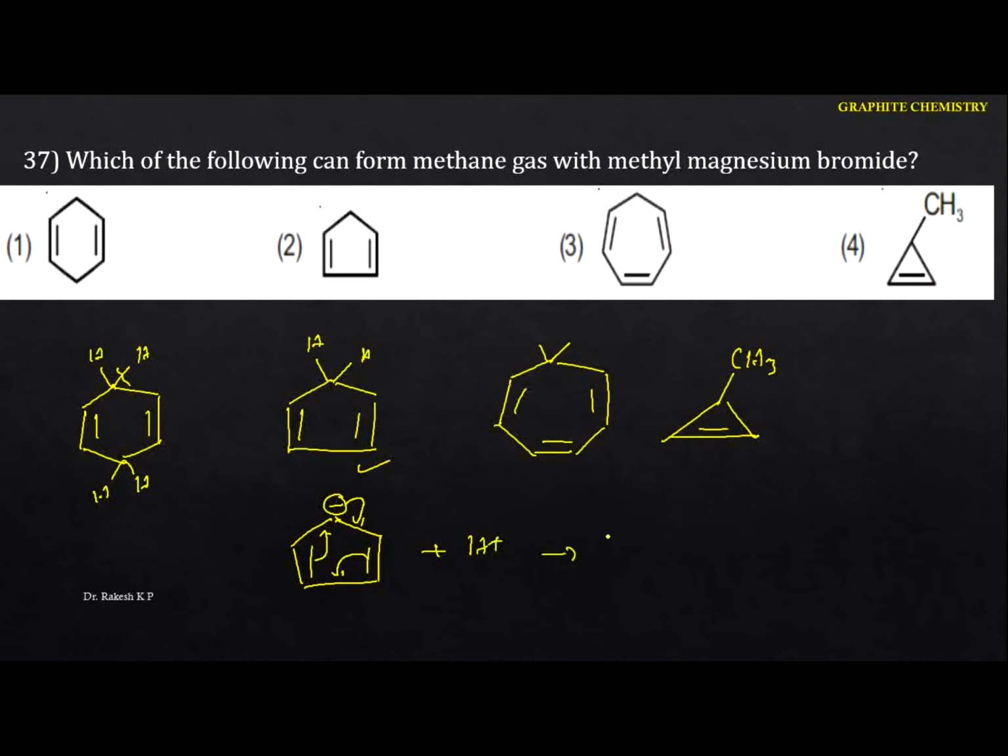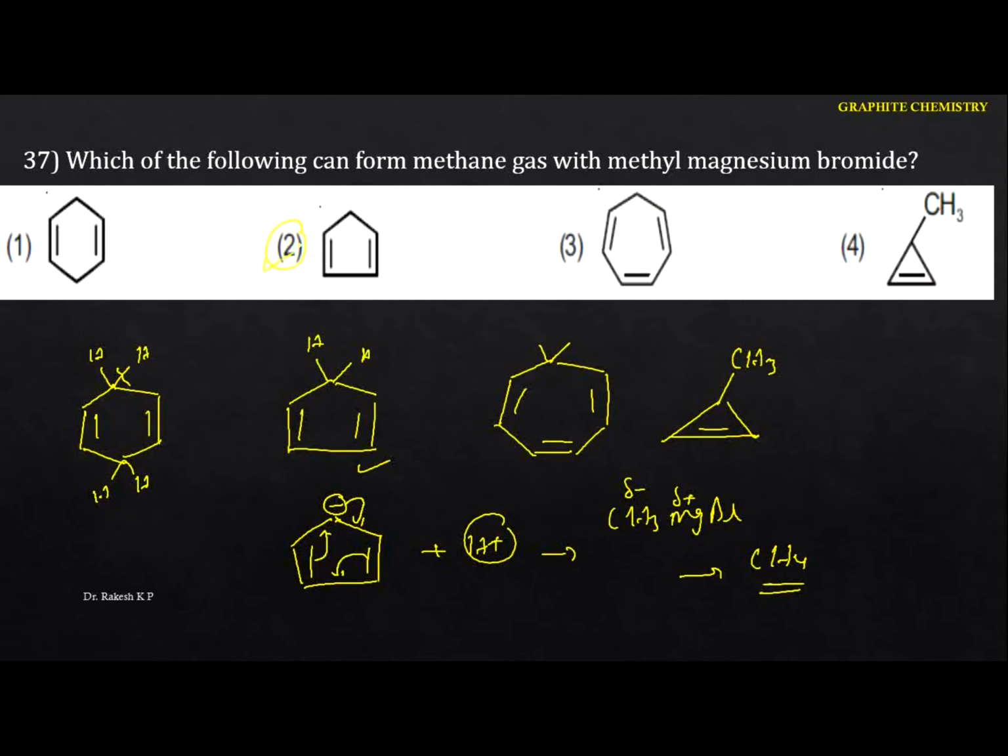Whenever it reacts with the methyl magnesium bromide, finally we are going to get, that means here this is the delta plus, this is the delta minus, here this H plus combines with the CH3 minus to form methane. Hence in this case the option is the second one.